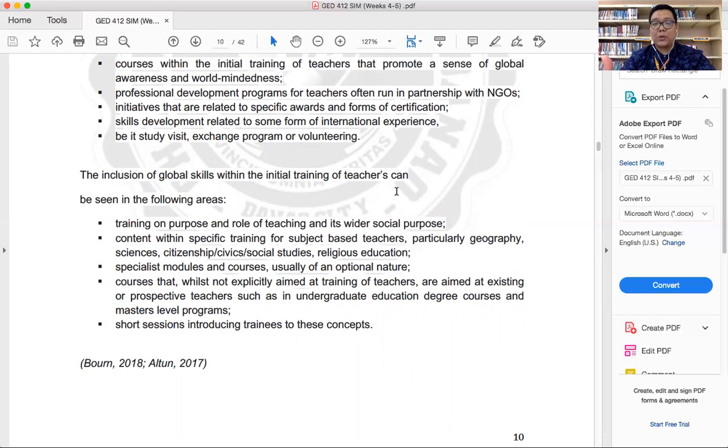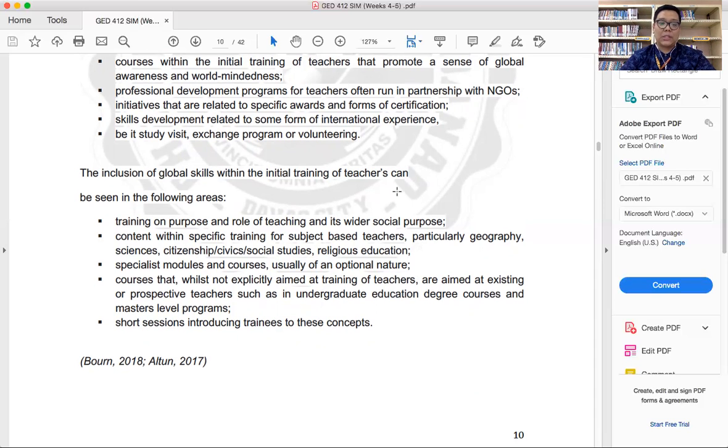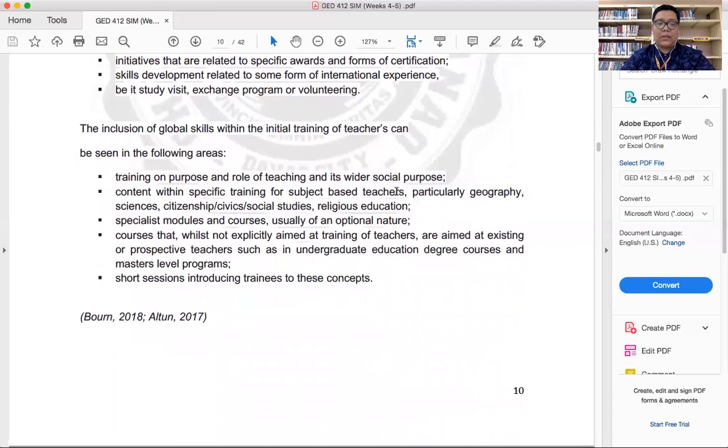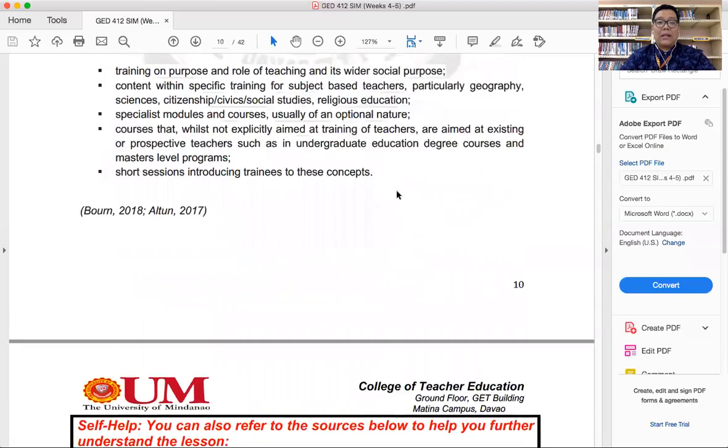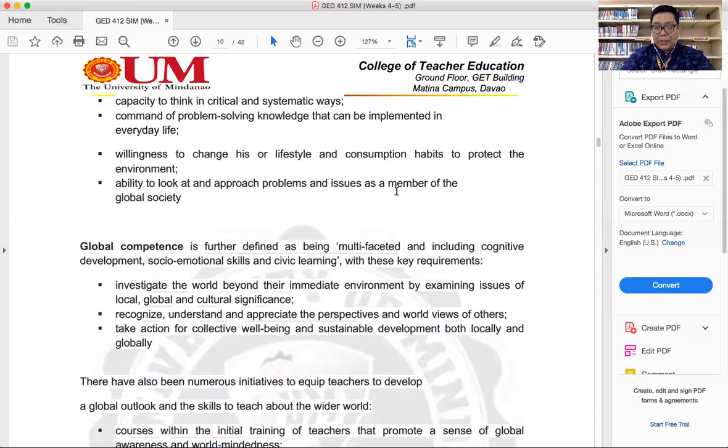So professional education and further professional education can really equip our global teachers with the skills that they will be needing for them to be culturally sensitive about these certain issues. And then we also have short sessions introducing trainees to these concepts. Now, if you want to become a global teacher, it is very, very important that you possess cultural sensitivity.